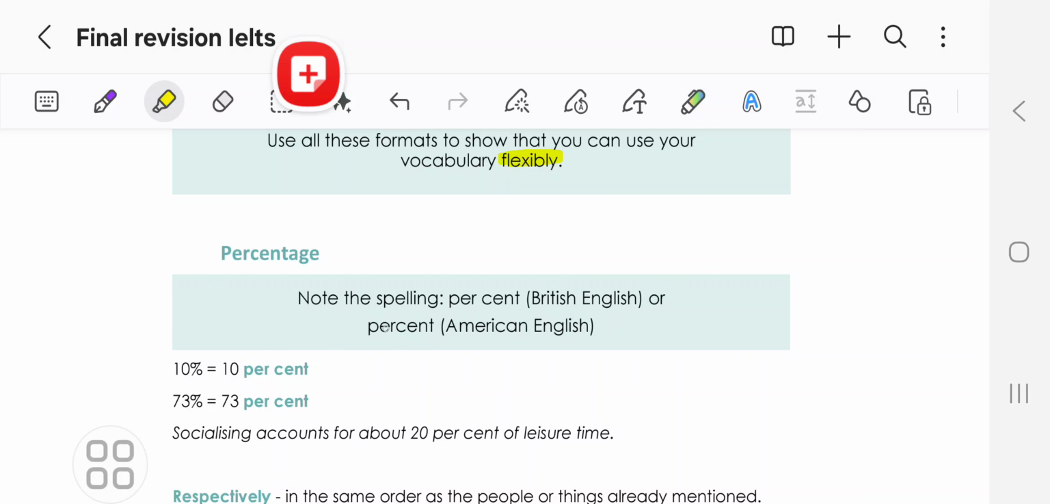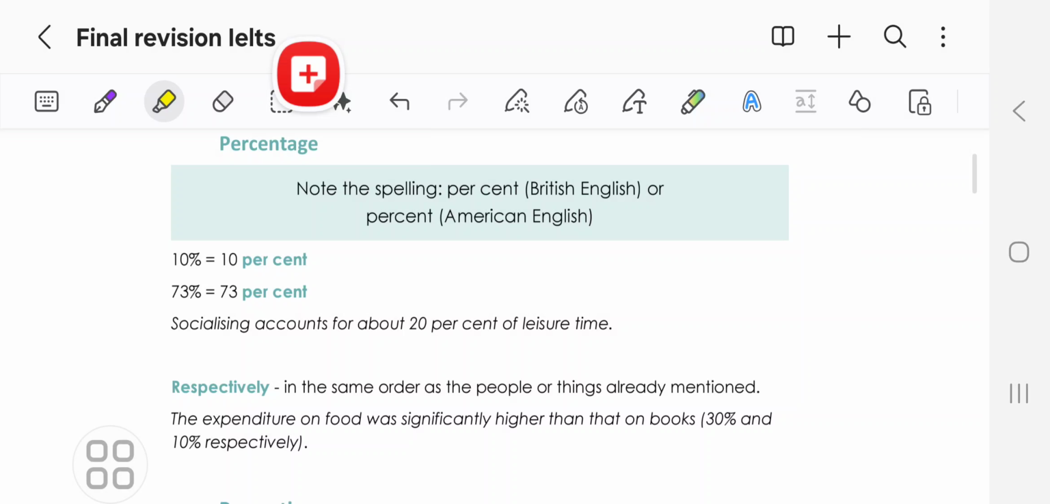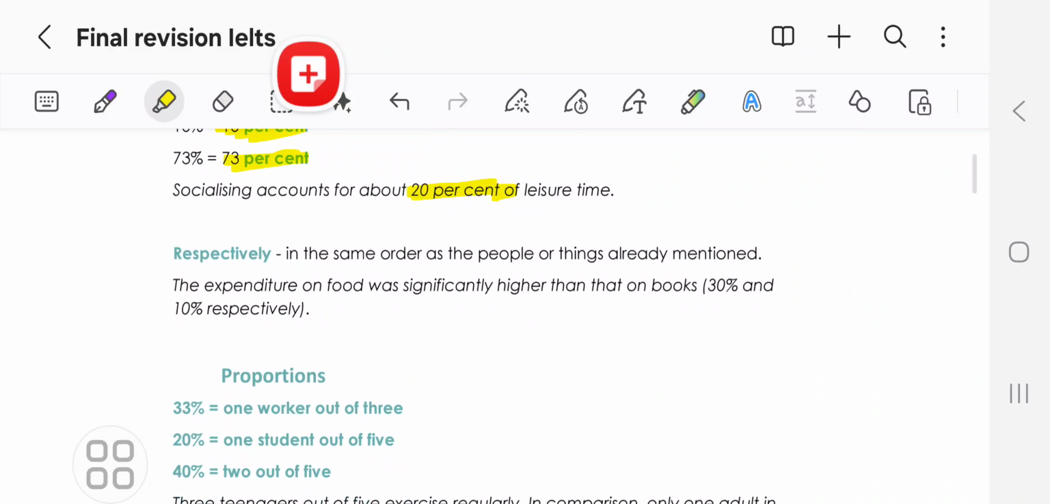Note the spelling. Percent and per cent are different for British and non-British English. So for this one, British: 10 per cent has a space there. Socializing accounts for about 20 per cent of the leisure time. You can use a space between per and cent here because we are giving the British exam, and Australia also follows the British exams. Respectively means in the same order as the people or things already mentioned.